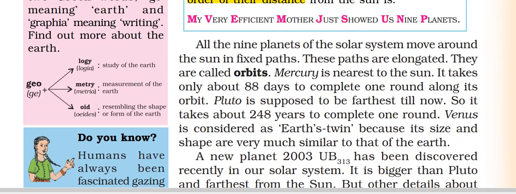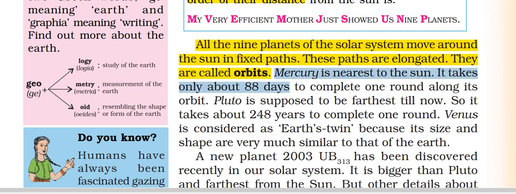All the nine planets of the solar system move around the Sun on a fixed path. They have fixed distances and fixed paths, and these paths are elongated. They are called orbits. We say, you are moving in your own orbit, right? So it is something like that.